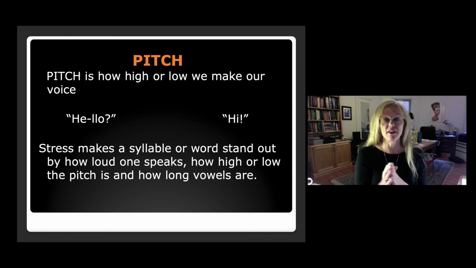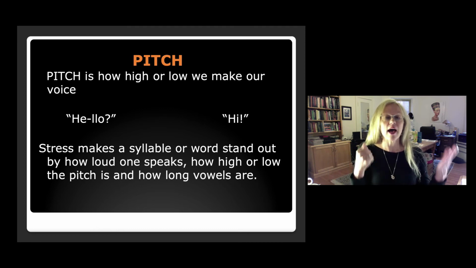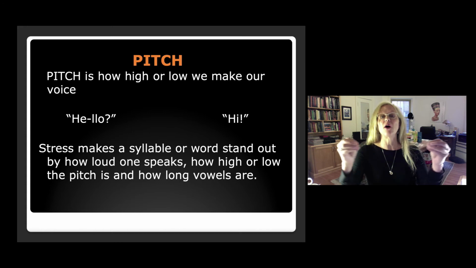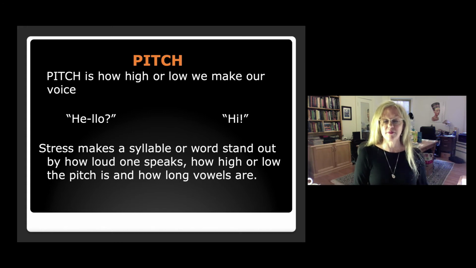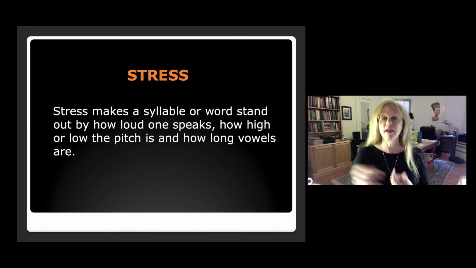Pitch. Pitch is how high or low we make our voices. So if I say hello, you can hear how I'm going from low to high. And if I say hi, I'm going from high to low. So that's pitch. Stress is how we apply loudness to a syllable, how loud something is, and also how long the vowel is. So stress makes a syllable or word stand out by how loud one speaks, how high or low the pitch is, and how long the vowels are.